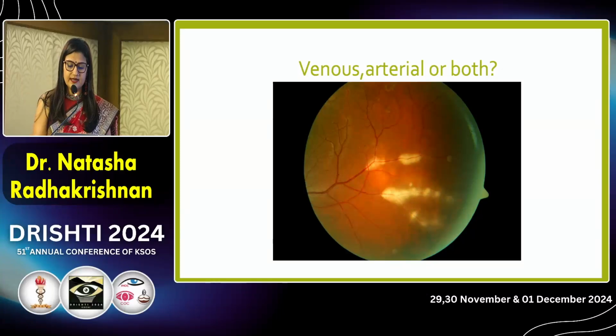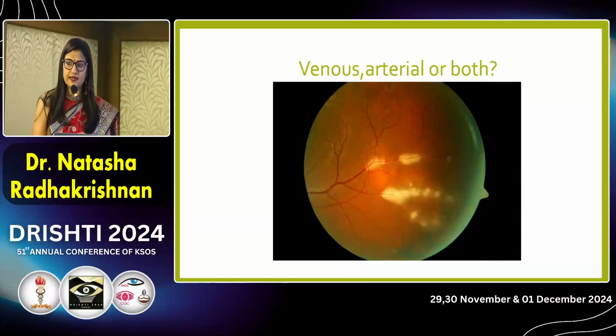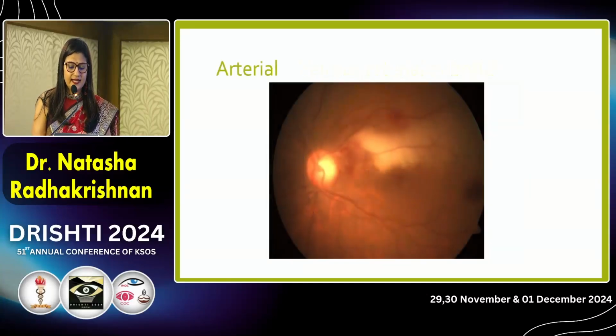You can see very clearly that it is only the veins that are involved, and it is patchy, and it is a very typical candle wax drippings. Arterial, of course, you will usually have occlusion along with it when it is an arterial vasculitis, because they don't just get sheathed, they get occluded.